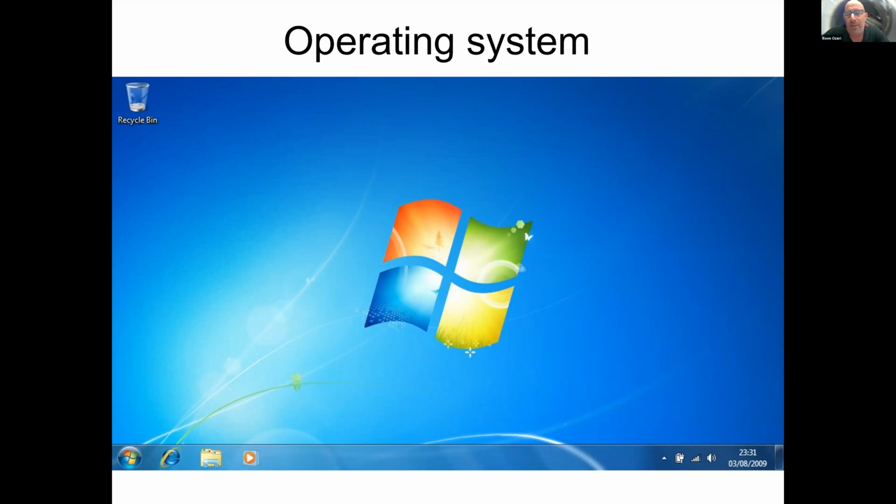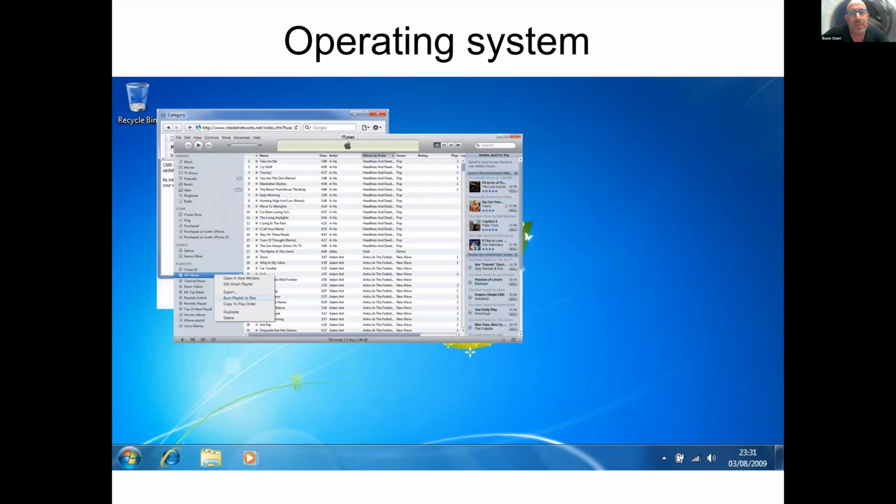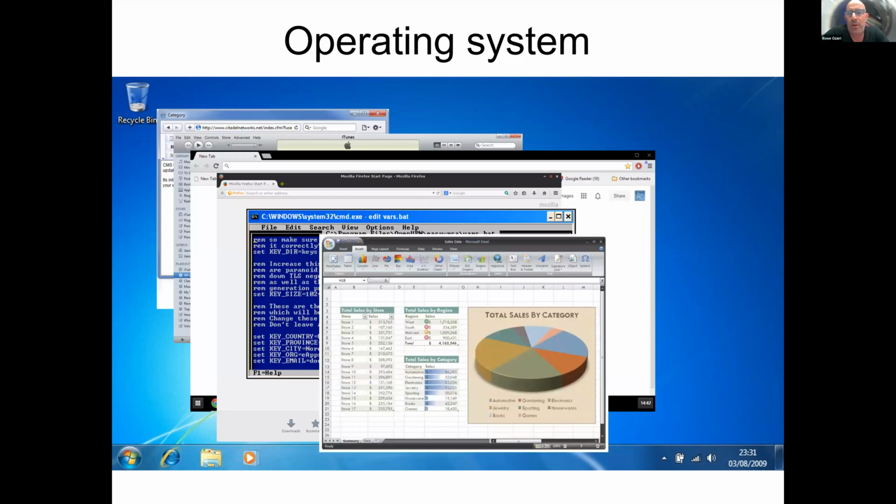But the principle behind an operating system is that it doesn't matter which program you use. If you use a computer, you use very many different types of software. It doesn't matter which software you use. Each software you use has to respect the rules set forth by the operating system.